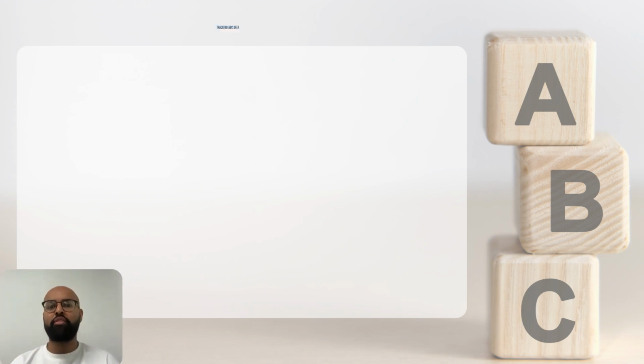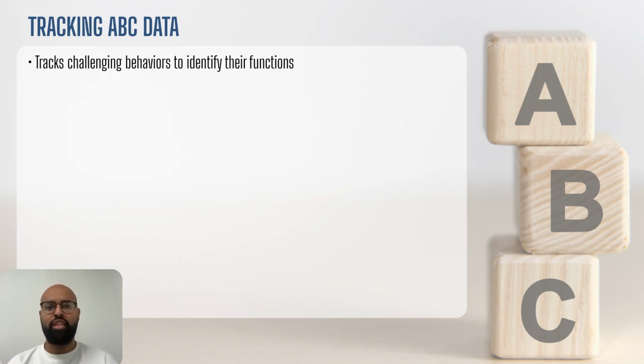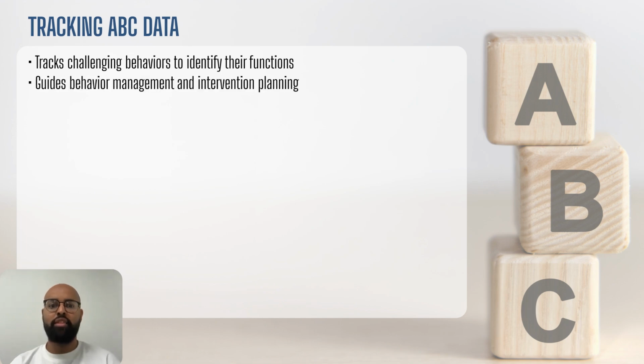Now, let's talk about tracking ABC data. It's very important that we track all challenging behaviors a learner displays. Doing this helps the behavior analyst understand the function of those behaviors and allows them to create or adjust behavior management procedures that truly meet the learner's needs. Tracking ABC data also provides evidence to support why a behavior intervention plan, or BIP, might be necessary for a learner.